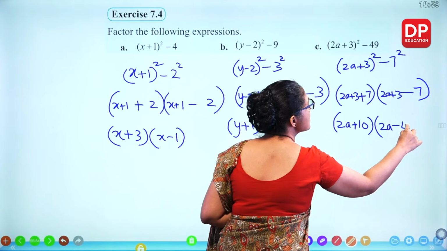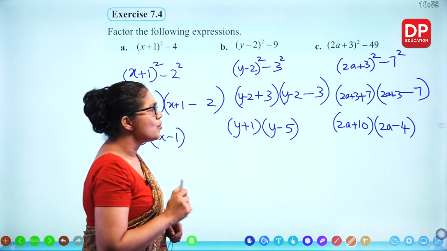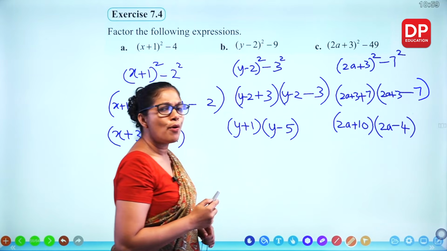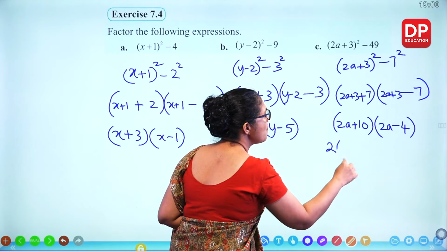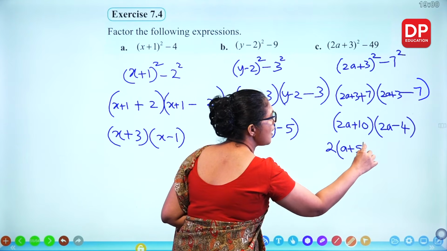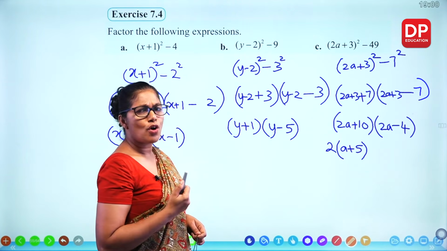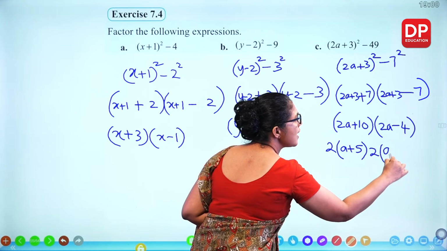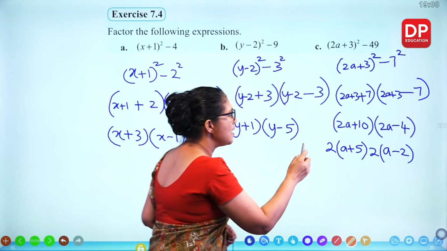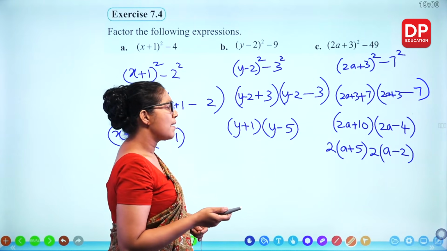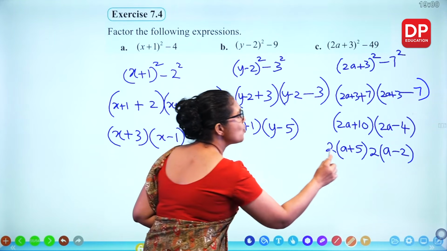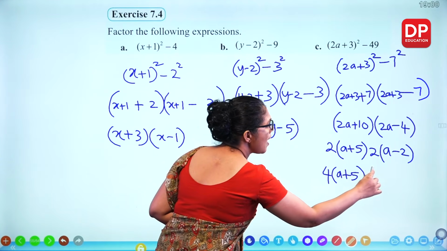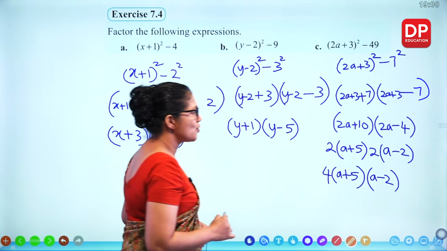2a minus 4. Now see whether you can simplify further. I can see 2 is common for both. So you have to take 2 from this bracket. So I get a plus 5. What about this one? 2 is common. So take 2 from this bracket as well. When you take 2 out, you get a minus 2. Now don't keep two numbers like this. You can multiply and write as a single number. 2 and 2 becomes 4. I can write 4 times a plus 5 and a minus 2.